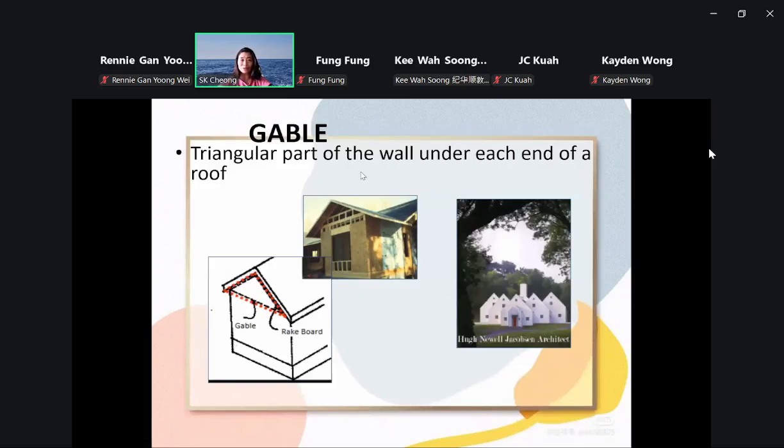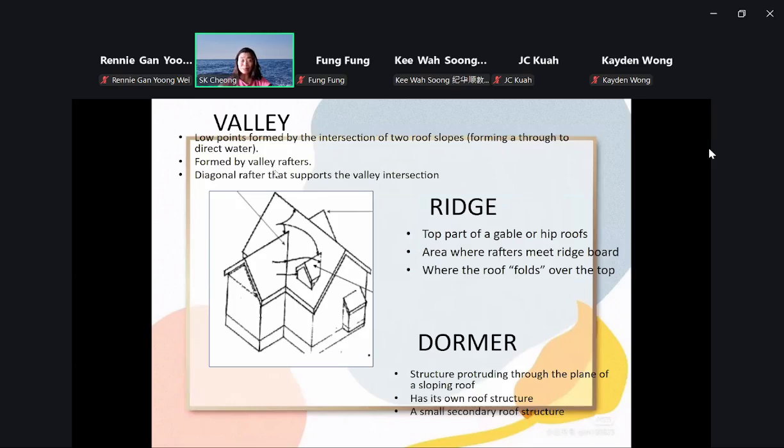Gable, as we just mentioned, is the triangular part at the end. Triangular. So these are the terminology we just mentioned. The valley: low points formed by the intersection of two roofs. How about the ridge? Ridge: the top part of a gable end.